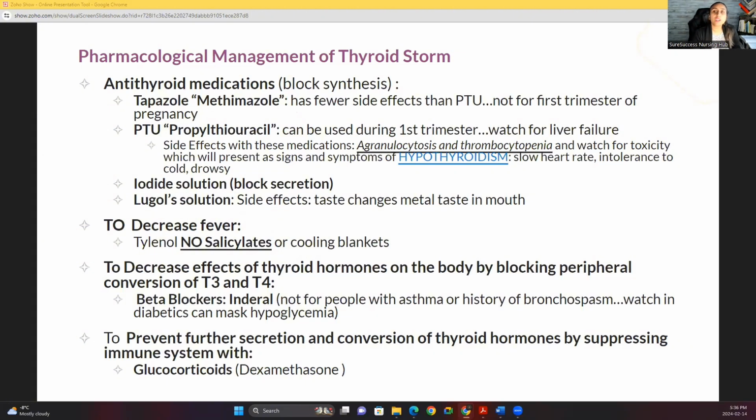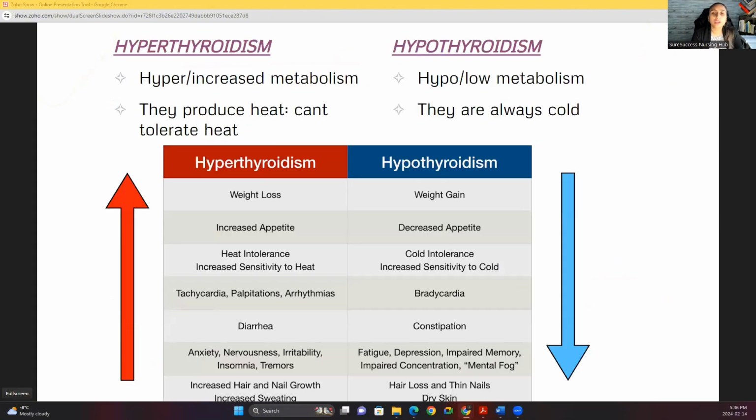All right. So overall, these are the signs and symptoms of hyper and hypothyroidism. In hypothyroidism, everything is hypo, meaning low metabolism; they are always cold and the body will be down, down, down. If it is an autoimmune disorder, we call it Hashimoto disease. For hyperthyroidism, everything in the body will go up and up and up. The autoimmune disorder of hyperthyroidism is Graves' disease.